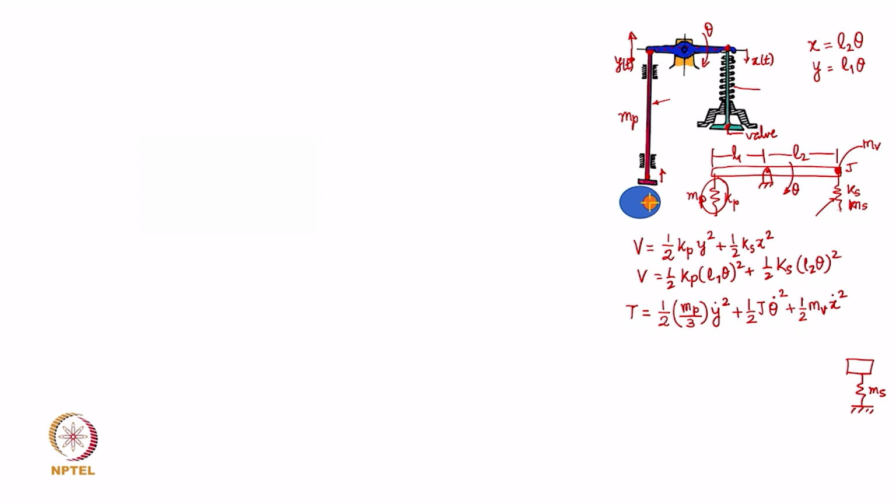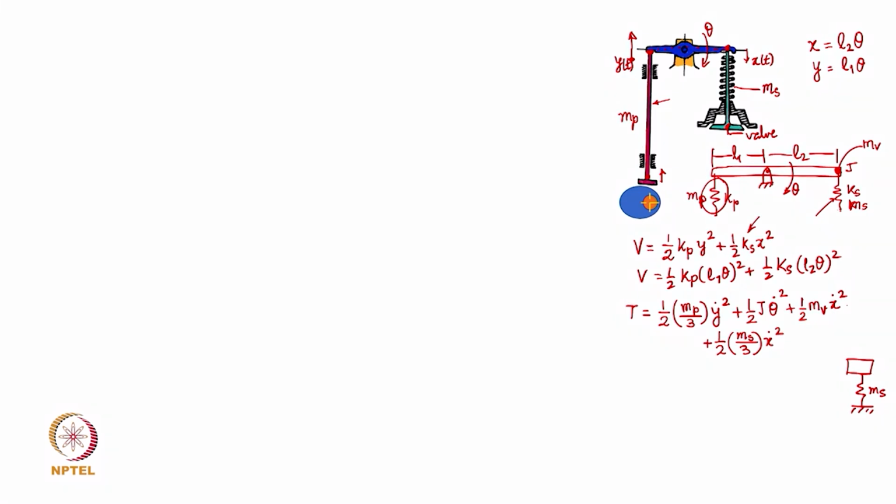So, half of mv into x dot square is the kinetic energy of the valve. But you also have the mass of this spring to be accounted for. The spring not only contributes to the potential energy term, strain energy, but also contributes to the kinetic energy. So, I will add here the contribution from the mass of the spring, valve spring here, by taking 1/3 of its mass, and then you have x dot square here.